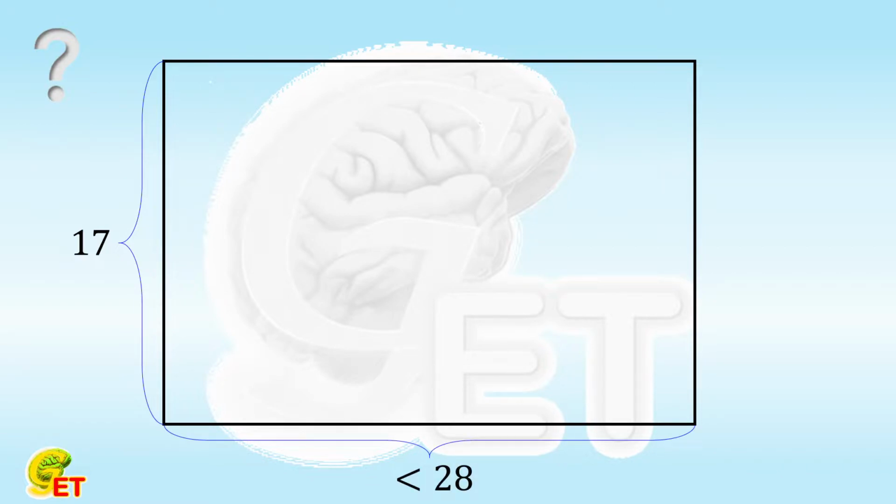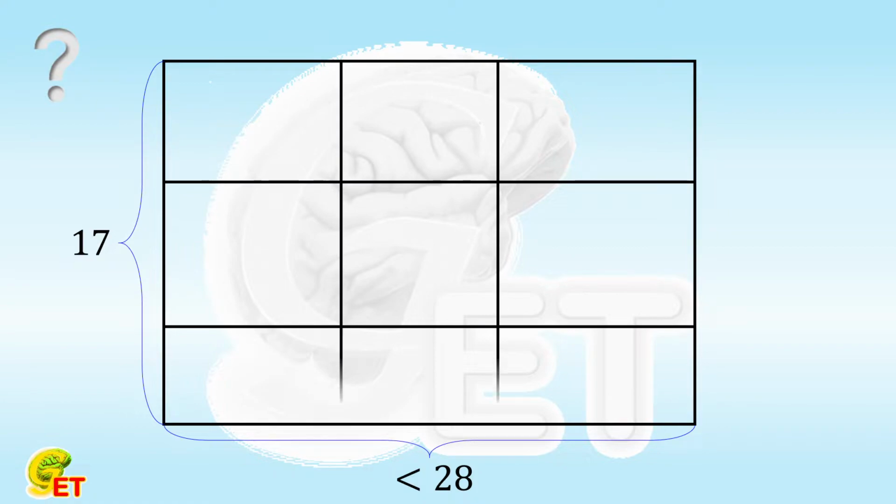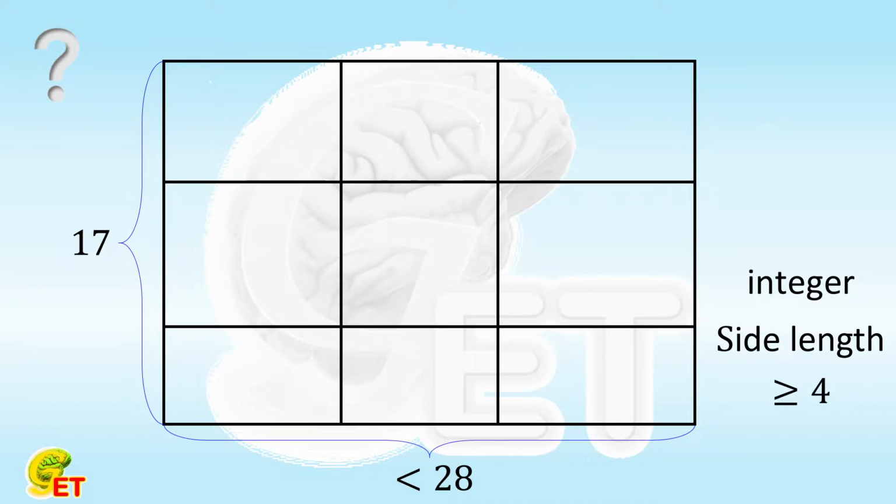We have a rectangle. The length of a pair of opposite sides is 17, and the length of the other pair of opposite sides is shorter than 28. The length of the line segment in the figure doesn't reflect the real proportion. 4 straight lines divide this rectangle into 9 small rectangles. The side length of each small rectangle is an integer, and not shorter than 4.